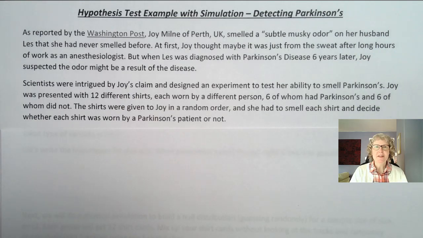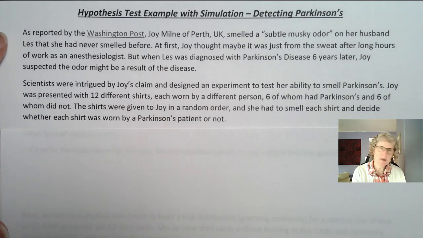Hi there. In this video, we're going to do a hypothesis test, and we're going to do it with simulation, and also a tactile simulation using some kind of cards. I'll show you about that, or you could use coins as well. And then we're going to use a computer simulation after that. Okay, so let's look at the situation.